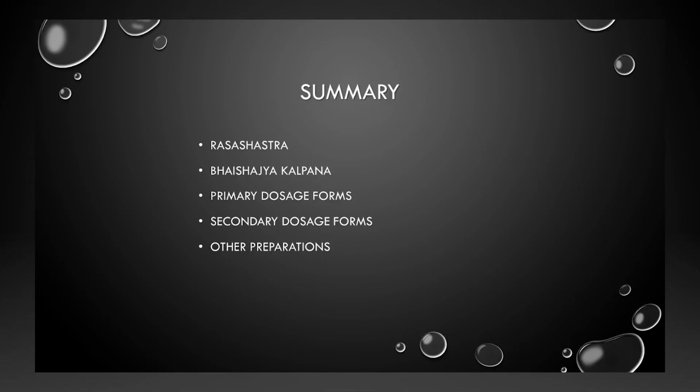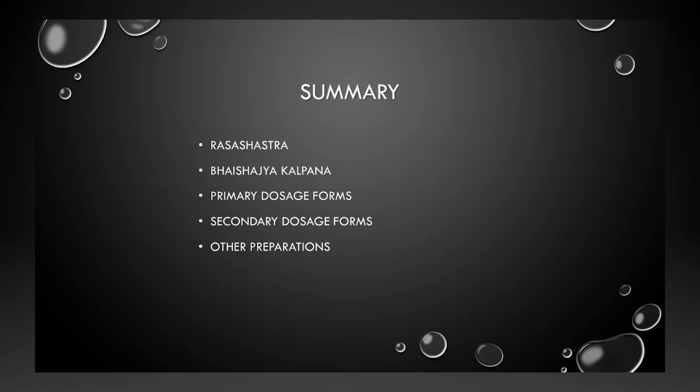Rasashastra means the science of mercury or knowledge of essence. Bhaishajya Kalpana means the various dosage forms of medicines. In ancient times, mercury was being used to strengthen the body and to become immortal. Ancient sages were aware of the use of mercury for noble metal preparations. But from the period of Nagarjuna, who is considered the father of Indian alchemy, these preparations were introduced in the treatment of patients.